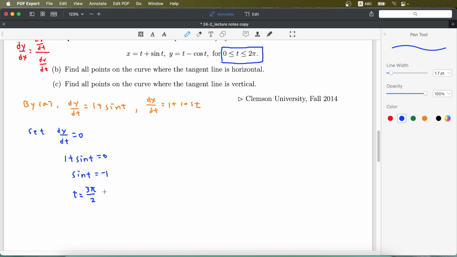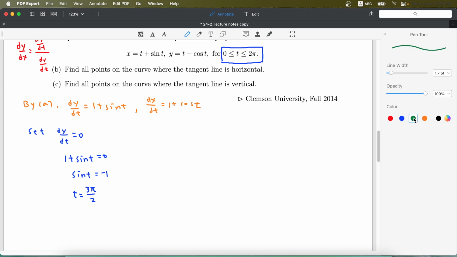I need to mention this because what if the problem says t is between 0 and 4 pi? Then you will have two answers, two t's. So always take a look at your domain. And remember this is a trig equation, so you should have infinitely many solutions.